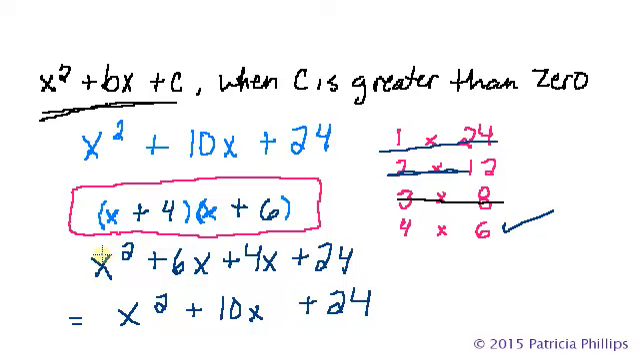So let's look at the FOIL. When you FOIL these two binomials, you get x squared plus 6x plus 4x plus 24. The middle terms combine to equal a plus 10x. So the end result is a trinomial x squared plus 10x plus 24. And look up here. That was your original trinomial. So you've correctly factored that trinomial right here. This is correct. Okay. Let's look at another example.